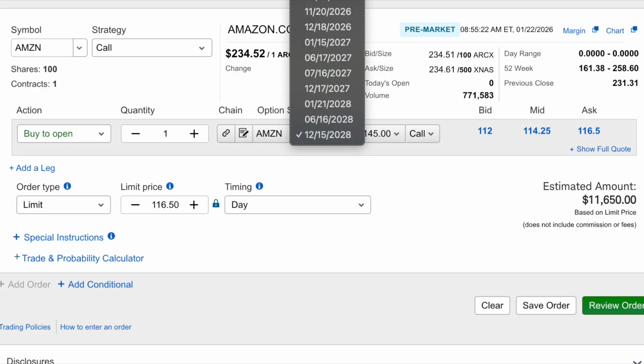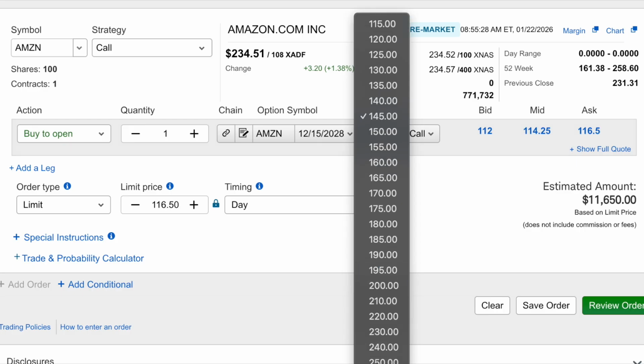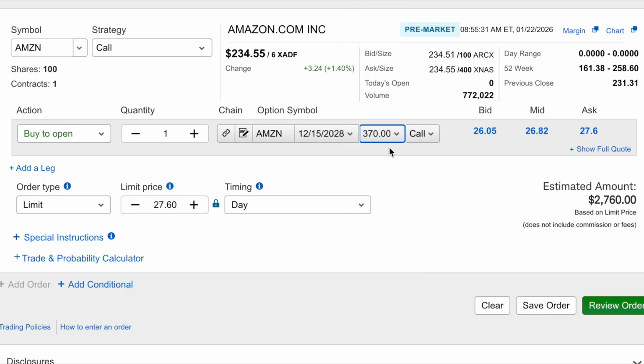But there's a bunch of different time horizons you can pick. And then here are the strike prices. You can pick a bunch of different strike prices. The highest strike price you can pick is $370. So you can lock in the right to buy Amazon at $370 a share up until December 15th, 2028.